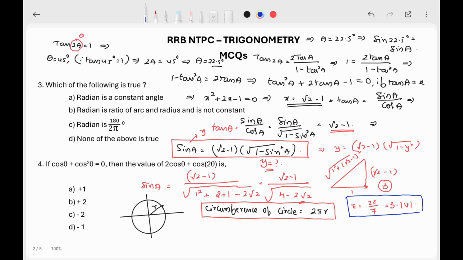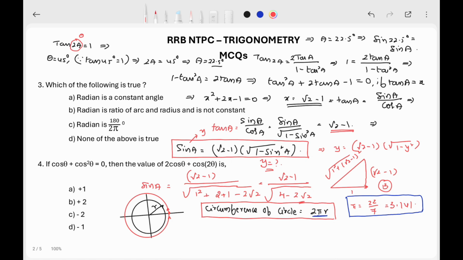The circumference is equal to 2 pi r, where pi is equal to 22 by 7, 3.141. Now, what is the meaning of circumference? That means we are starting from here, moving around the circle and coming back to the original position. The total length is 2 pi r.